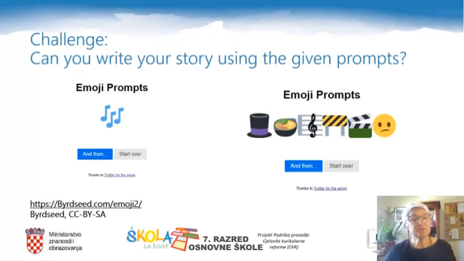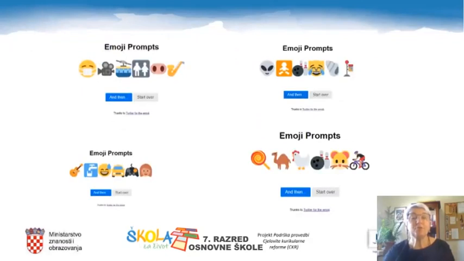Can you write your story using these prompts? There is a very nice page called Emoji Prompts, and you can find the link to it in the left-hand side of the slide, birdseed.com emoji 2. How does it work? You click on the first prompt and it gives you your next prompts. You use them to talk about a topic or to write your story. Here are some ideas. Here are some of the challenges. And you can find some more here.